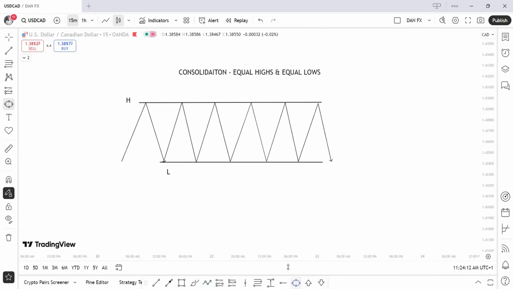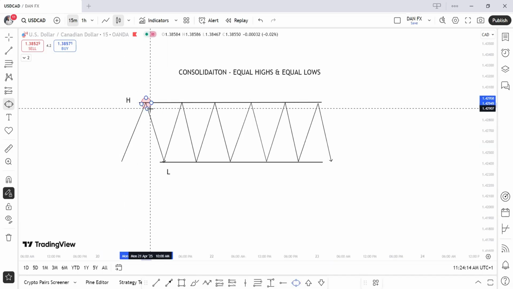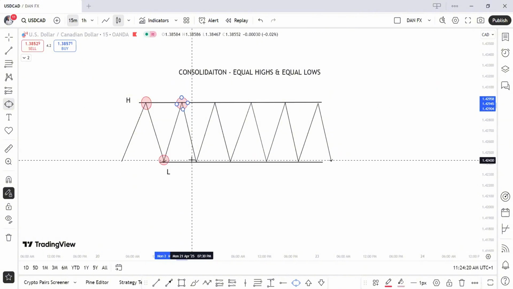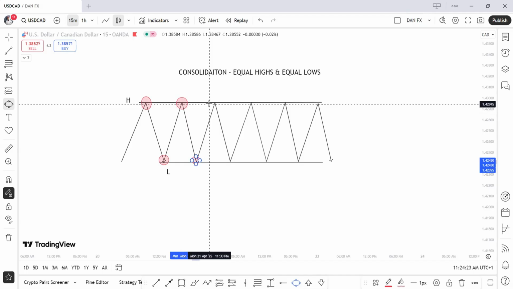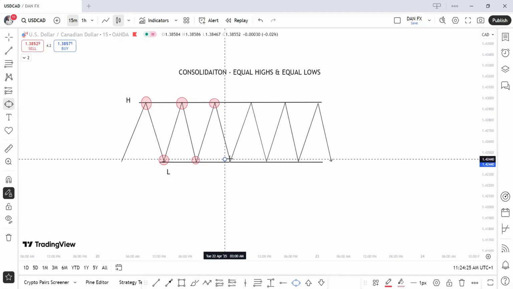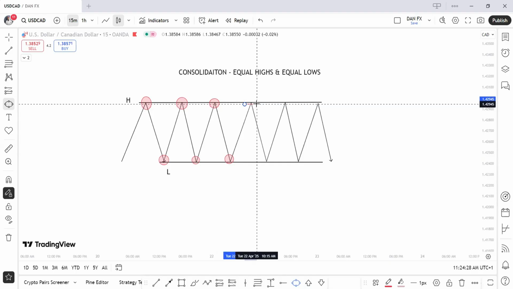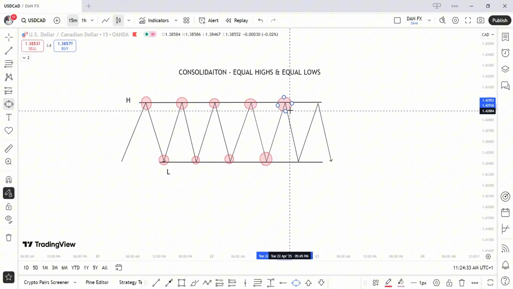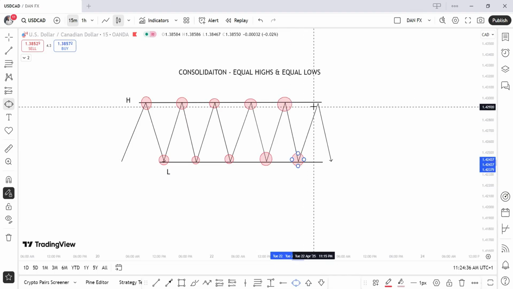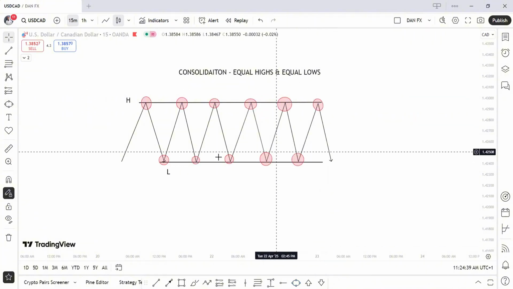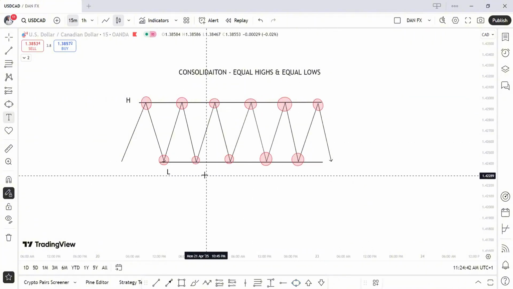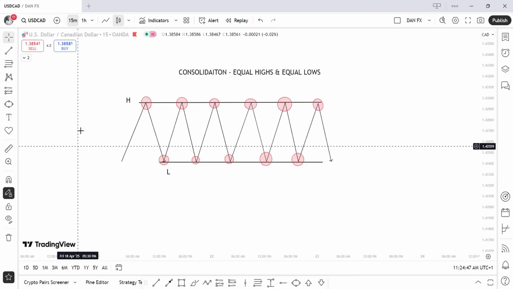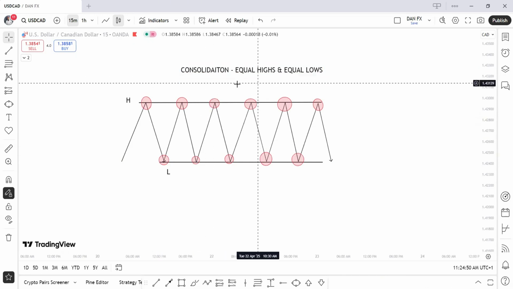Right. So let's go over this. We have a high, low, equal high, equal low, equal high, equal low, equal high, equal low, equal high, equal low, and then for the last one, equal high here. So it's going to give you equal highs and equal lows. You can see how everything is aligned together. So this is what consolidation looks like. Consolidation, as we established, means sideways movement.